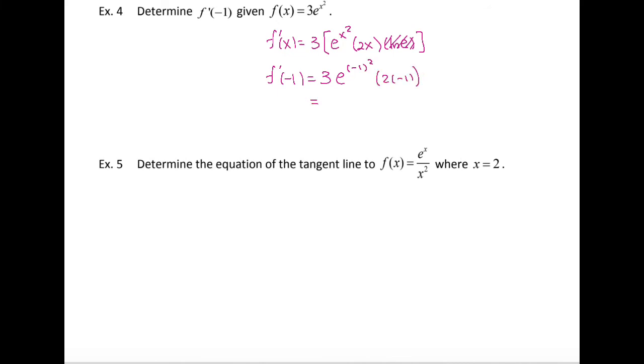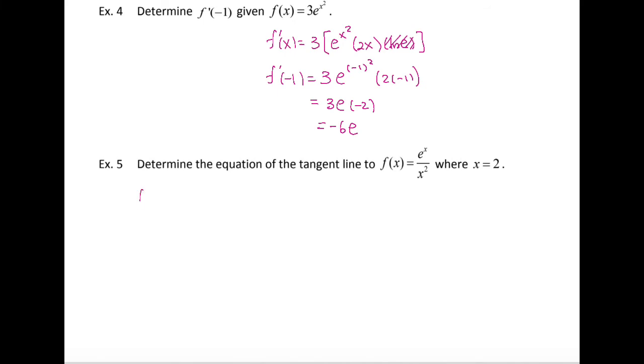And you are going to have 3e times -2, which is -6e. That will be the slope of the tangent at x equals -1. The next function, example 5, I think will be a lot easier if we can change this into a product rule.